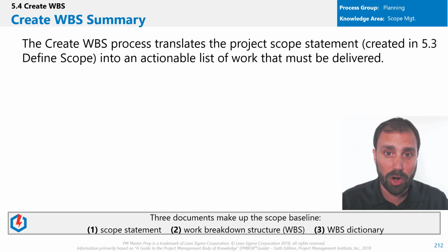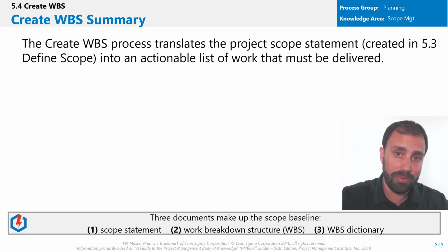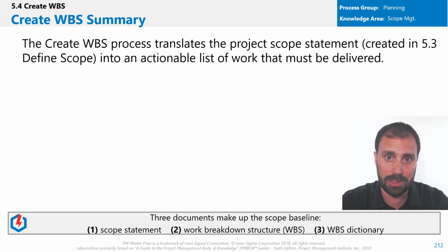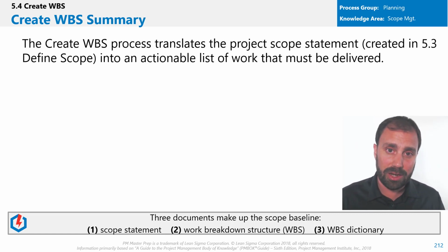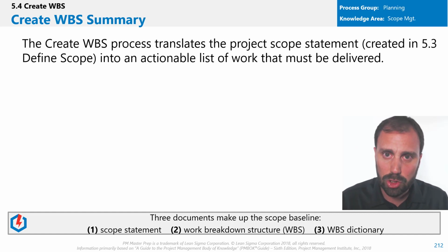Now, this is going to be the first of three project baselines you're going to develop in the project. So you got to know that on the PMP exam. 3 baselines. This is the first one, scope baseline. Okay, and so remember, in the previous process, we had a scope statement being created. And Create WBS, WBS stands for Work Breakdown Structure. Create the Work Breakdown Structure. What this process does is translate that scope statement, which we created in the Define Scope process, into an actionable list of work that must be delivered. And that actionable list of work is our scope baseline.